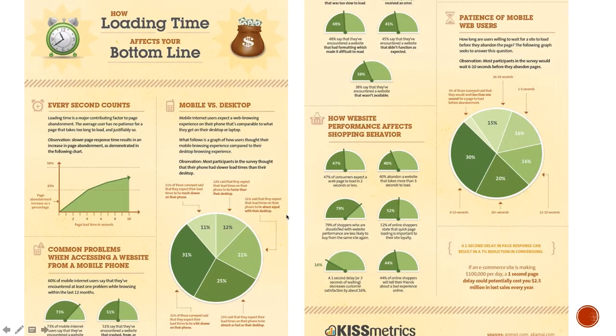21% said they expect the load times on their phone to be about equal to their desktop. 25% said they expect the load times on their phone to be almost as fast as their desktop. 31% said they expect a bit slower on their phones. So most people tend to show that their phone is likely to be slower in terms of responses. Now, the question becomes, as a business person, how do you make that work?